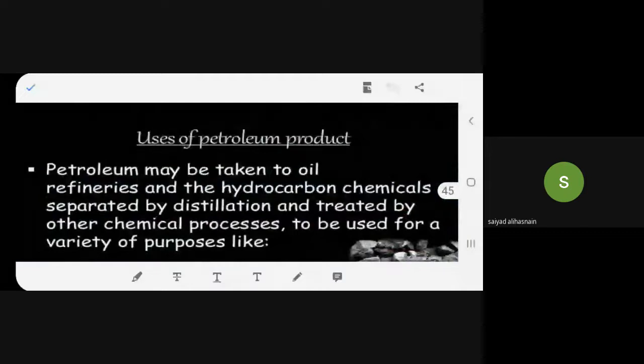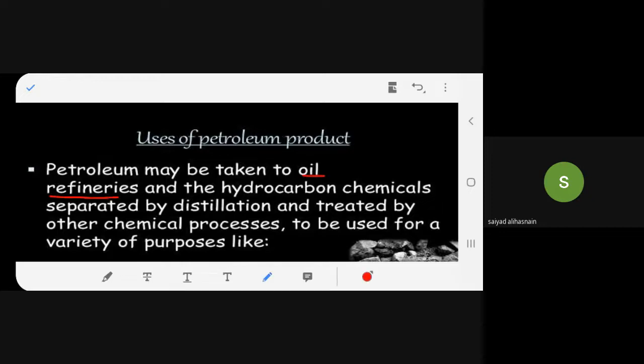So what are the uses of petroleum products, by the way? We take the crude petroleum. This is a mixture with all impurities. Where do we take it, beta? Oil refineries. And what do we separate? The hydrocarbons. What is the meaning of hydrocarbon? The chemicals which are made of hydrogen and carbon are called hydrocarbons. They are separated by which method? Distillation. So by distillation, we are separating out all the chemicals that are hydrocarbons.